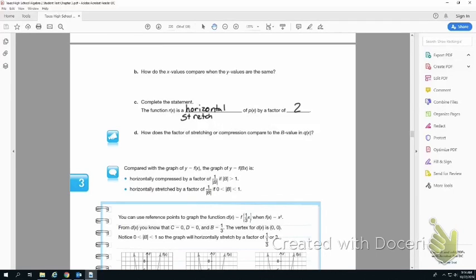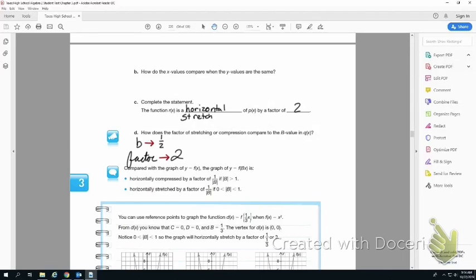All right, on D, it's asking us to compare the two again. So we'll actually write down what it was. The b value in the equation was 1/2. The factor that we used on the x values, they were being multiplied by 2. So that factor is 2.